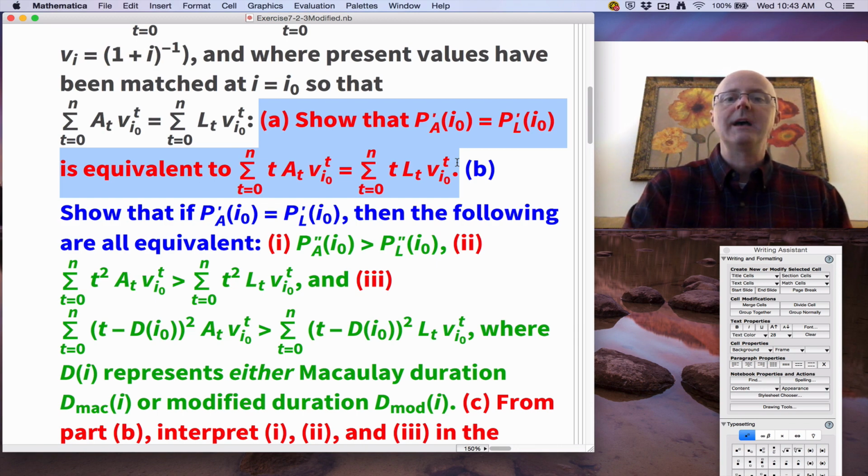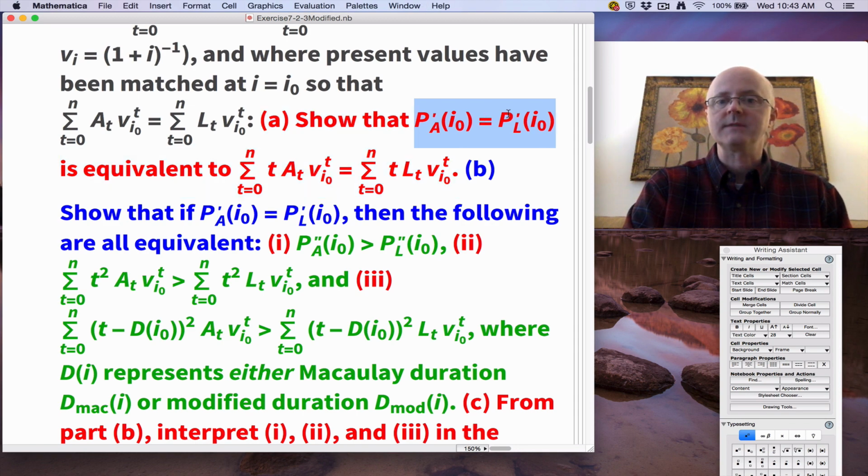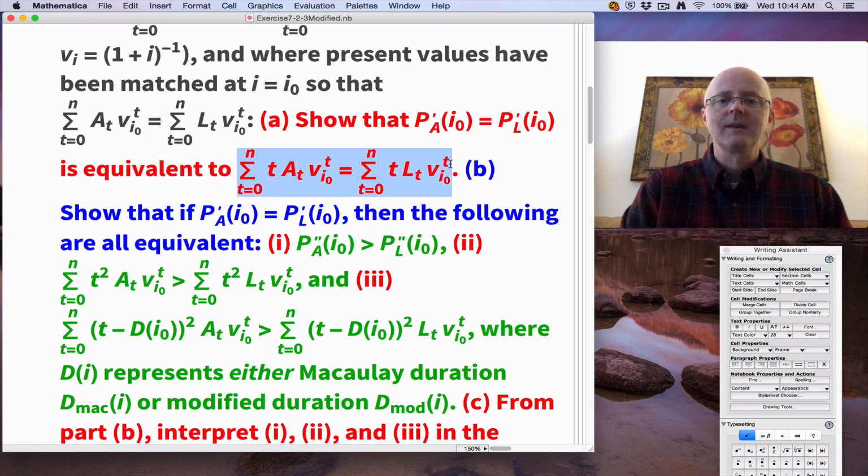We want to show that if the first derivatives of these functions at i_0 are equal, that condition, that equality, is equivalent, means the same thing, as the equality of these two summations. Okay? So that's the thing we're going to see in part A, and again, that's the easiest part. You might wonder, why is this something you would care about?